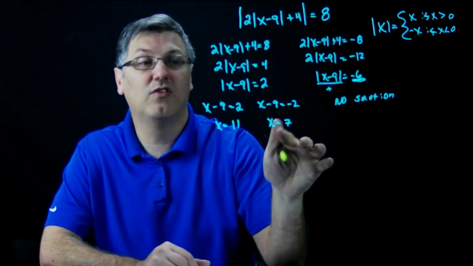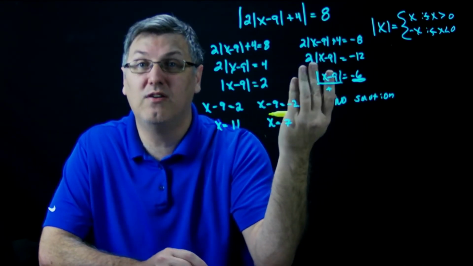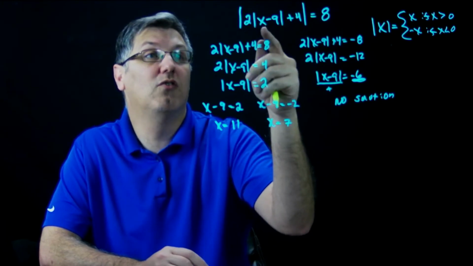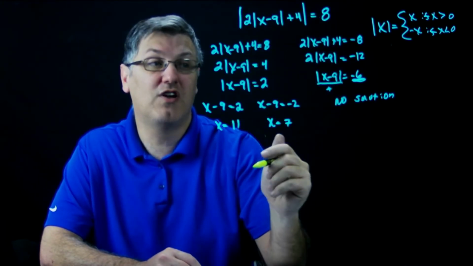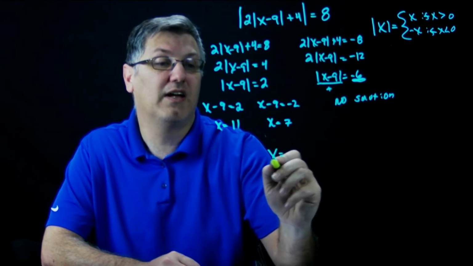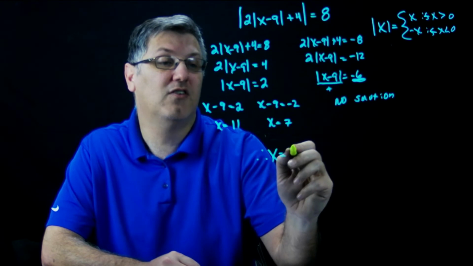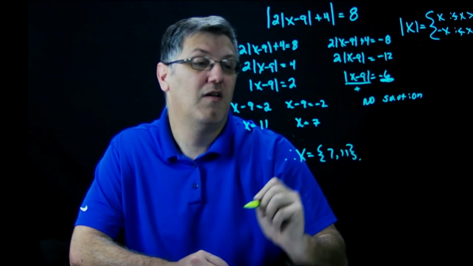So that works. So we put the 7 in here. 7 minus 9 is negative 2. The absolute value of negative 2 is 2. So 2 times 2 is 4. 4 plus 4 is 8. The absolute value of 8 gives you 8. So both of these check out. This part has no solution. Therefore, my x has a solution set of 7 and 11.